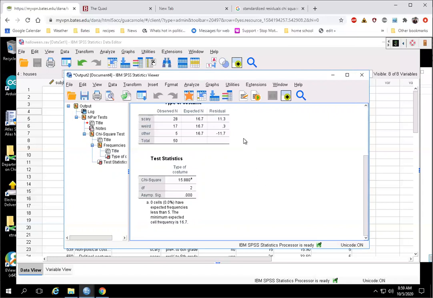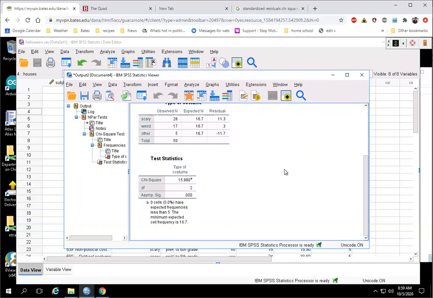And I've done this on a separate sheet of paper, and I've learned that the weird category, not surprisingly, is not a significant contributor. But there are significantly more people in the scary condition, and significantly fewer people in the other condition than we would expect from an equiprobable distribution.